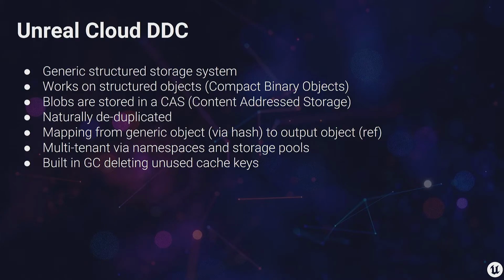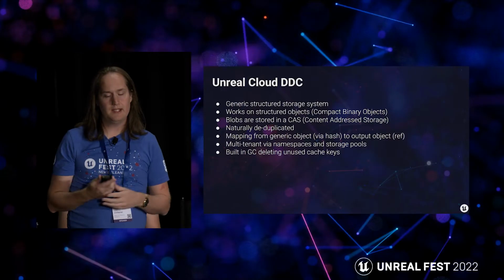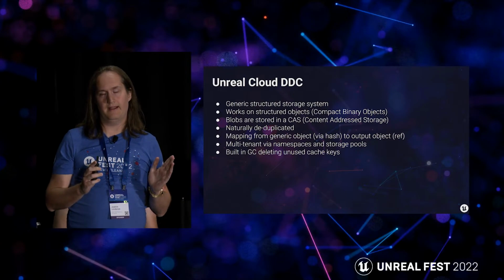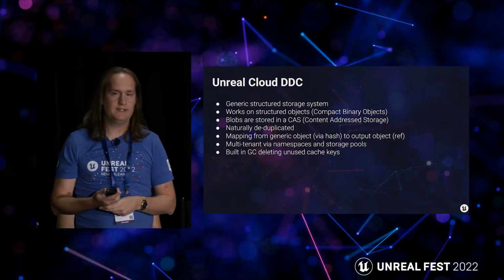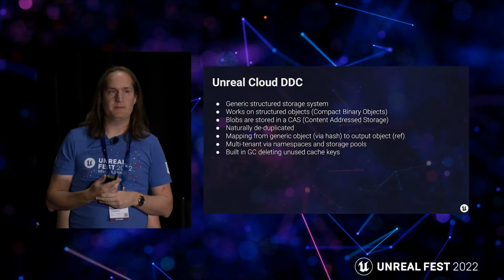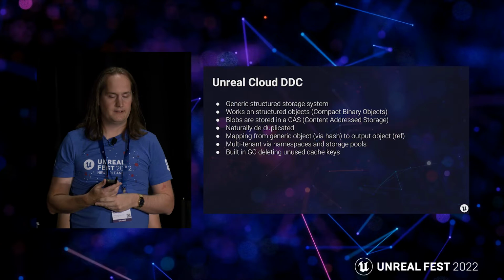Unreal Cloud DDC is actually a generic structured storage system. It's not built specifically for DDC, but that's what we primarily use it for at Epic. What I mean by the structured part is that we work on key value objects that we call compact binary objects. Think of them like a JSON object, but with a more efficient binary representation of it, and a richer typing system as well. So a couple of features added on that.